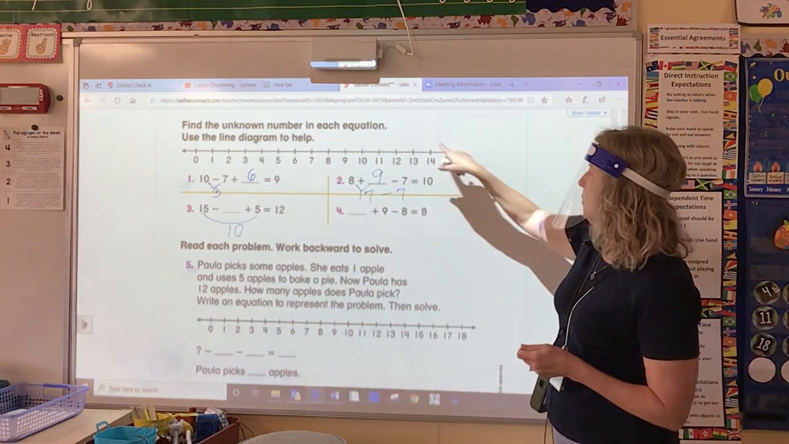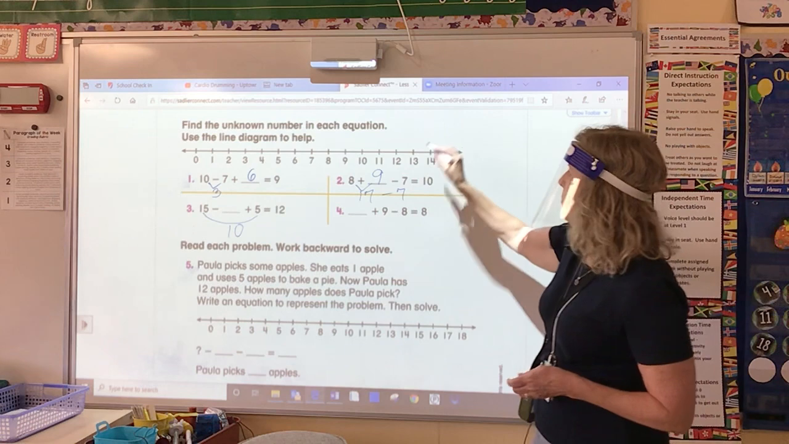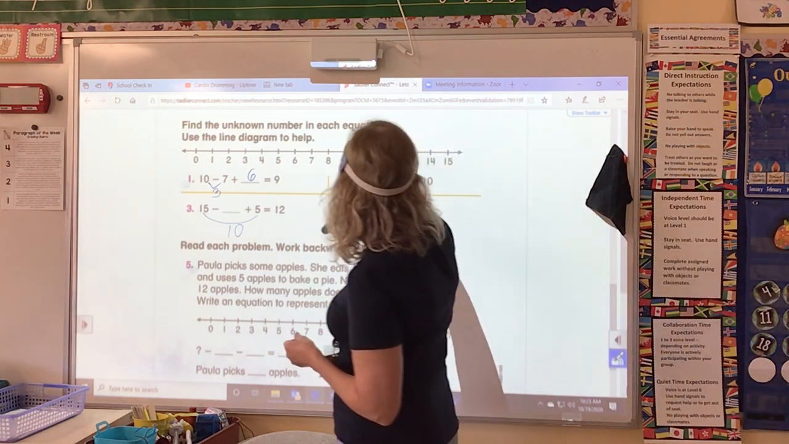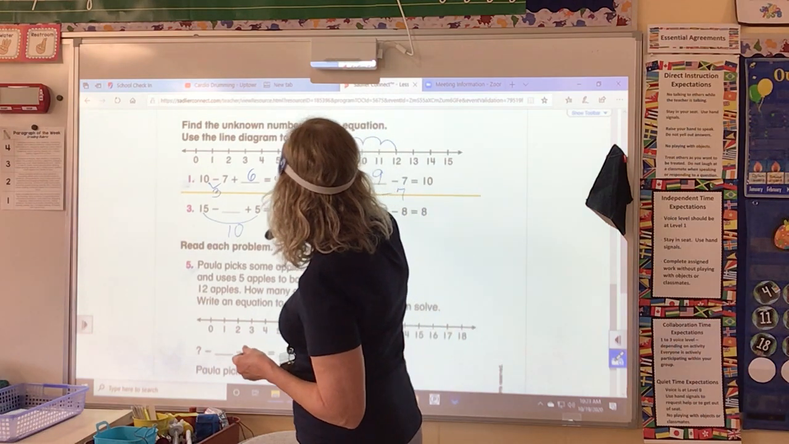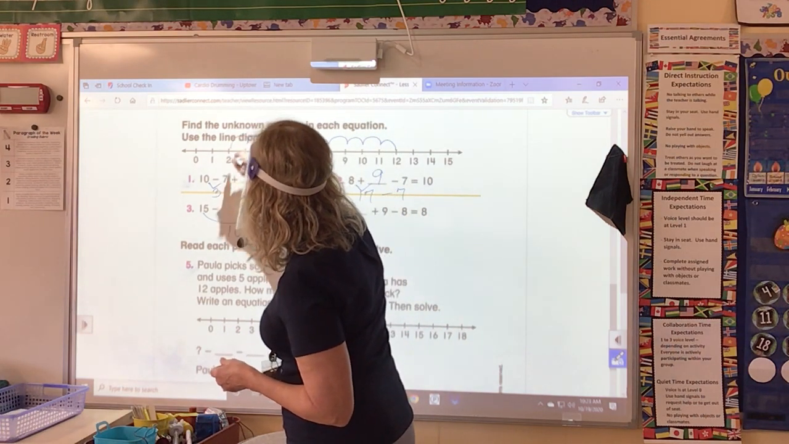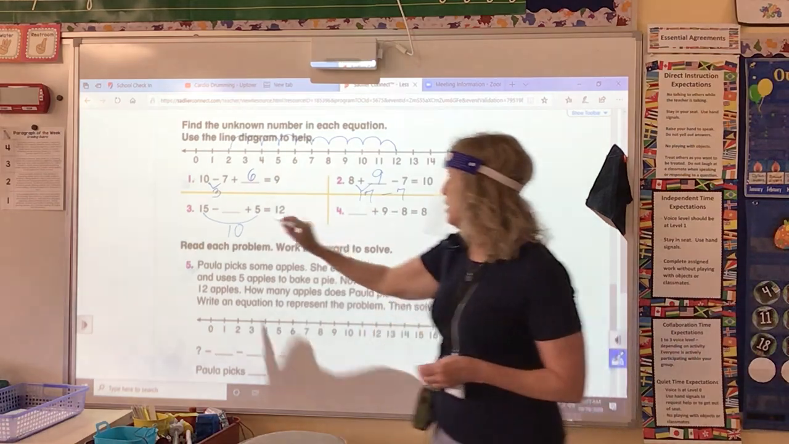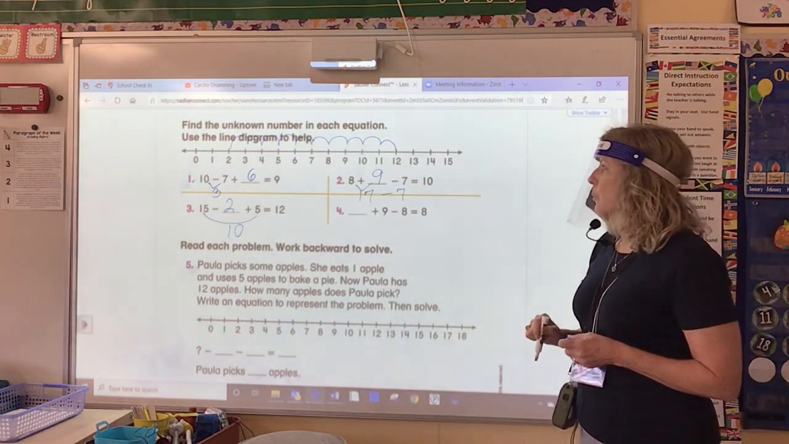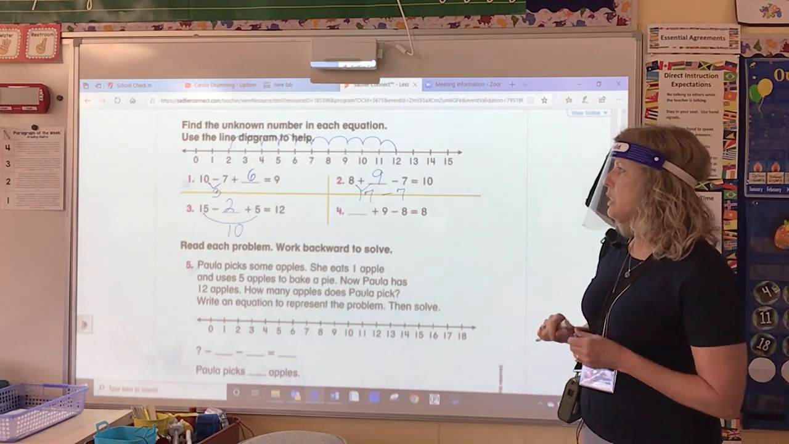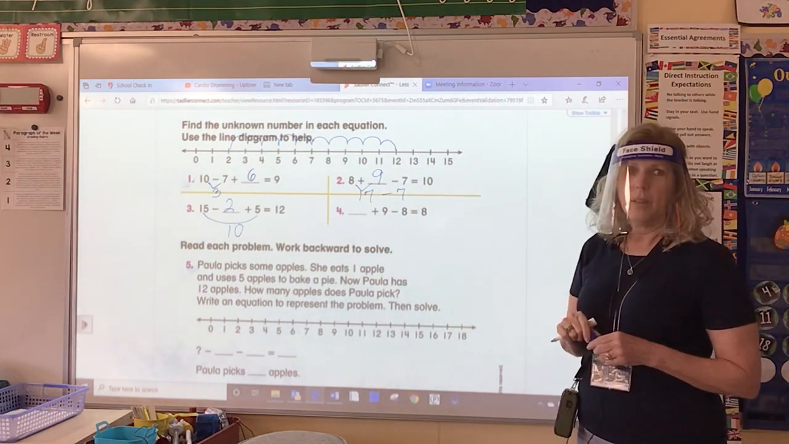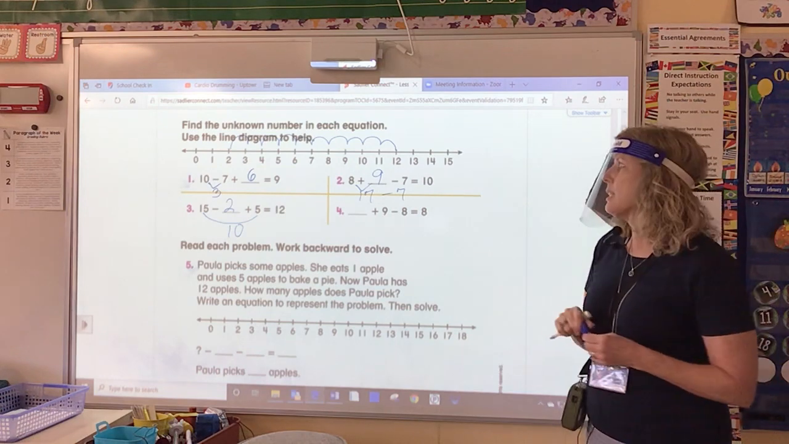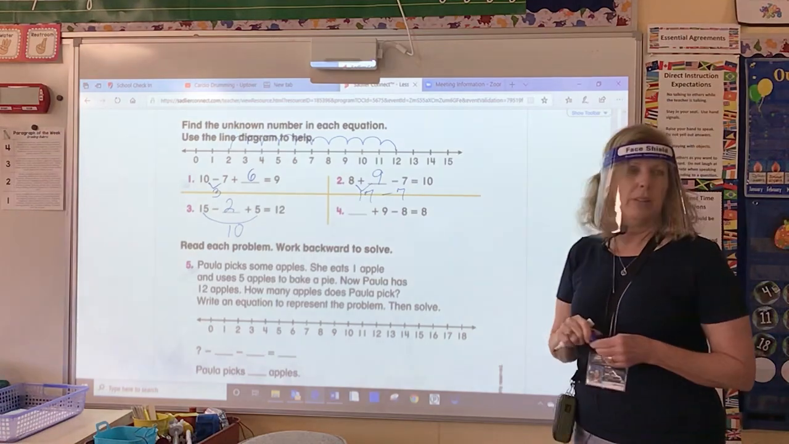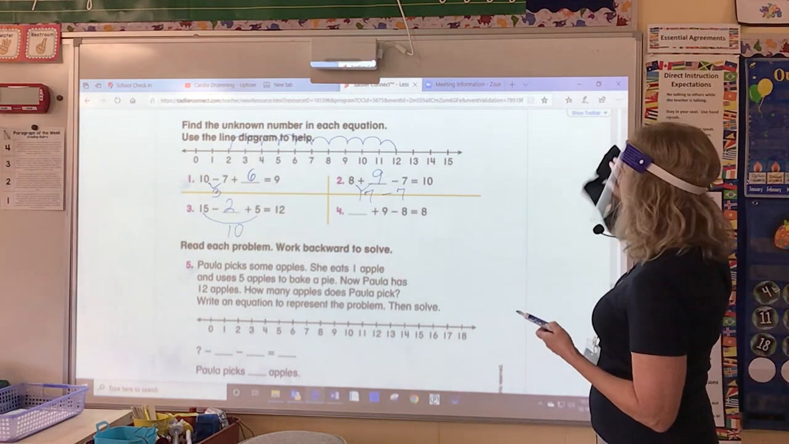So if we start at the 12, we go back 10. 1, 2, 3, 4, 5, 6, 7, 8, 9, 10 gives us how many? 2. Let's see if that works. Is that going to work? No. What's 15 minus 2? 13. 13 plus 5 equals, does that equal 12? No. So what did we do wrong there?